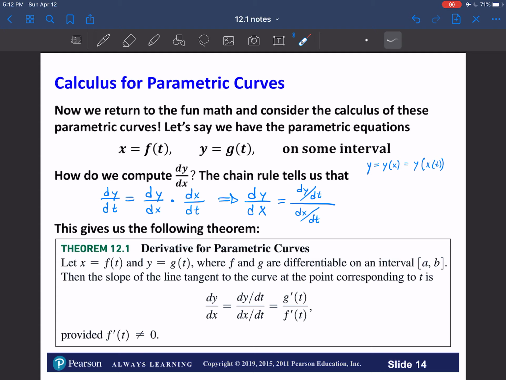Hopefully this is a fairly easy thing to remember. The basic idea is that dy over dx is equal to the derivative of y divided by the derivative of x. And so this should be the thing that you guys memorize.